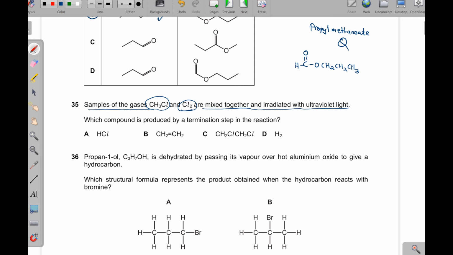Samples of gases, chloromethane and chlorine, are mixed together and irradiated with UV light. So the reaction is going to undergo free radical substitution. Which compound is produced by a termination step? Remember, in free radical substitution we have three steps. One is the initiation, where the chlorine bond is broken by the UV light homolytically. So each of them takes back the electrons it shared in this bond, and then we get two radicals.